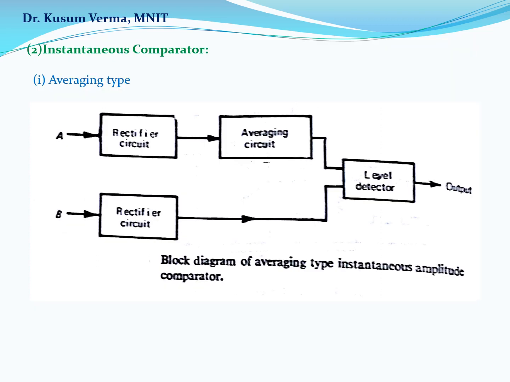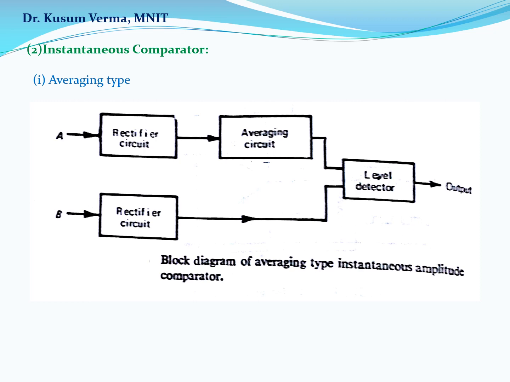Another type of amplitude comparator is known as the instantaneous comparator, where the instantaneous values of the inputs are compared after rectification. The instantaneous comparator is also subdivided into two types. First is the averaging type and another is the phase splitting type. Here we can see the averaging type of the instantaneous comparator. This is a block diagram of the averaging type instantaneous amplitude comparator.